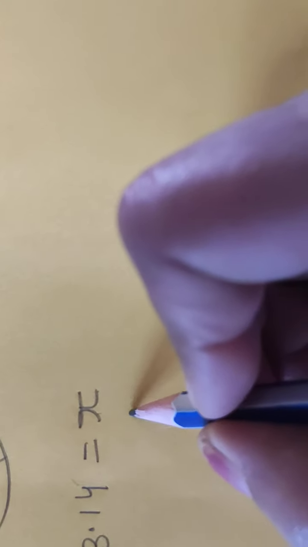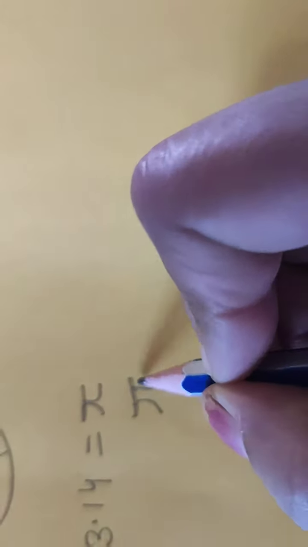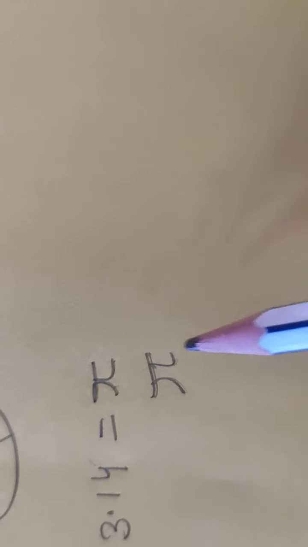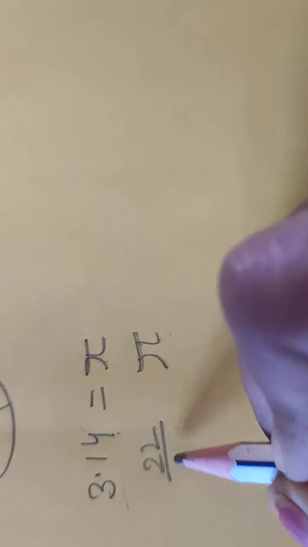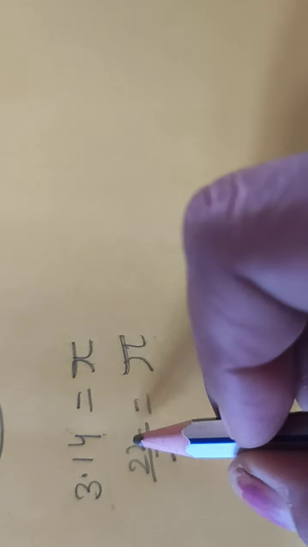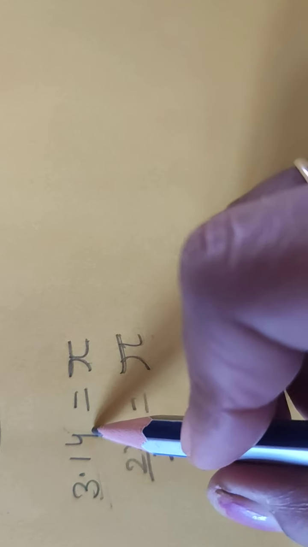Okay, this is known as pi, and this is the symbol of pi. You write it, someone writes it like this, someone writes it like this. This is how we write pi, and the value is 3.14, or you can write 22 by 7. It's the same thing. If you divide 22 by 7, you will get this value.